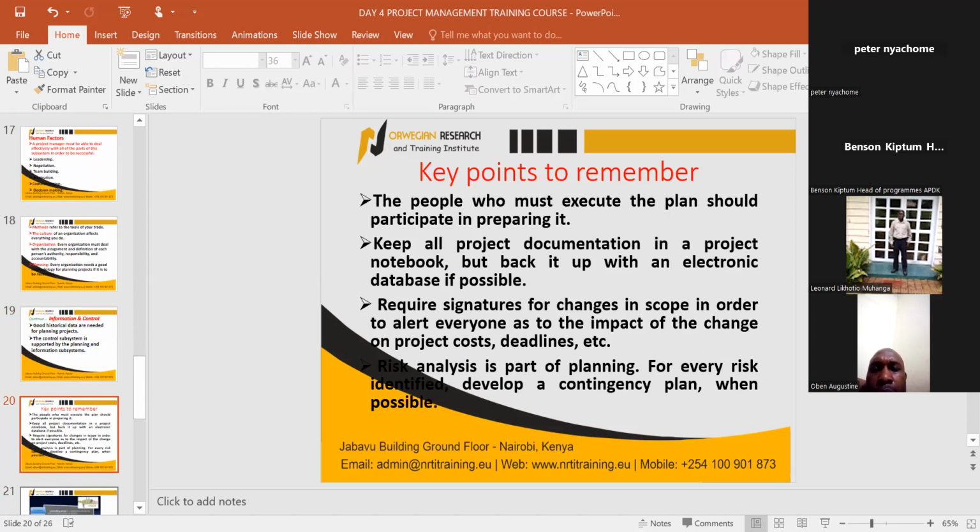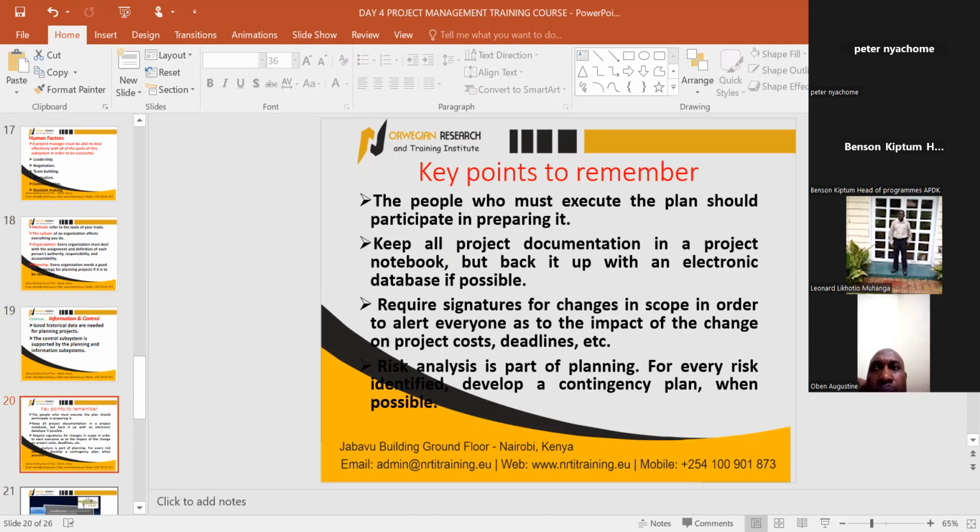Now, the people who must execute the plan should participate in preparing it. These are like hints that will increase your success. The very guys who are going to do the implementation, let them be the very guys involved in planning.